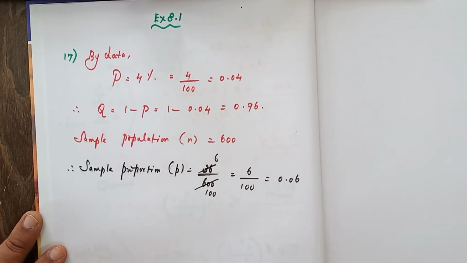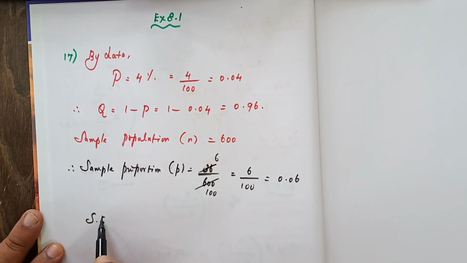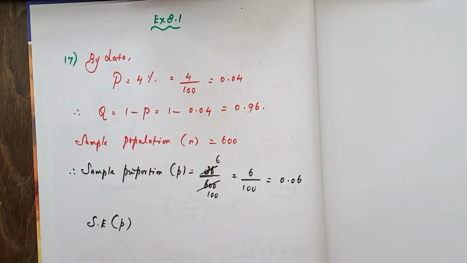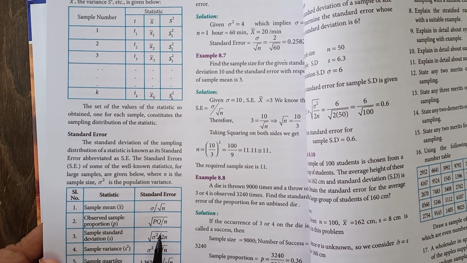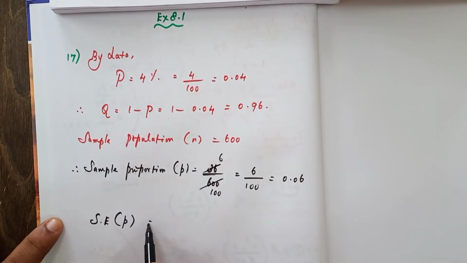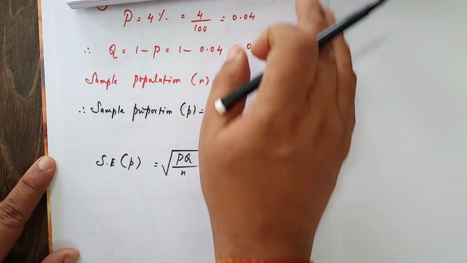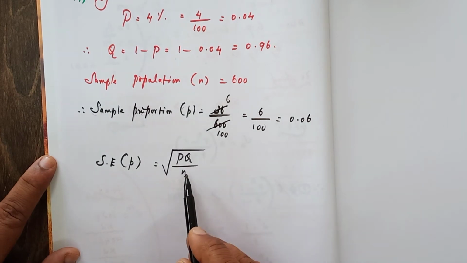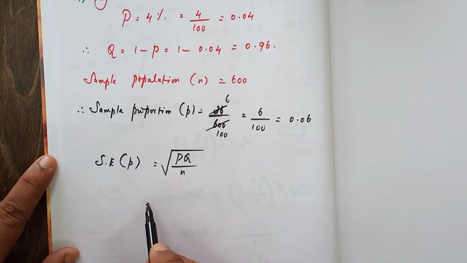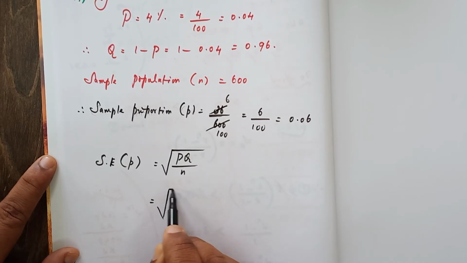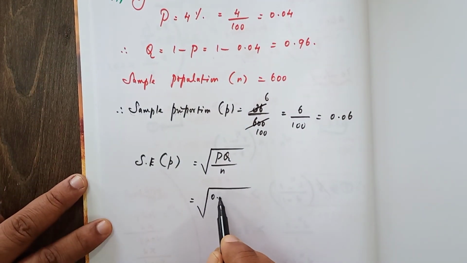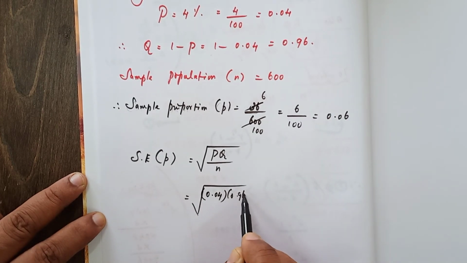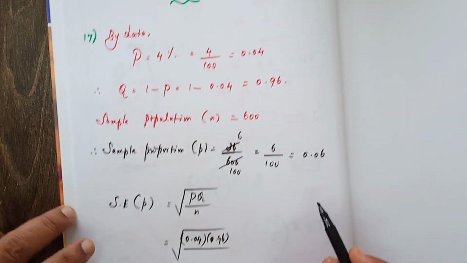Now we can calculate the standard error of sample proportion. Here is the formula. Standard error of sample proportion is equal to the square root of PQ divided by n. Anyway, we are not going to apply small p over here. That is equal to square root of P and Q. P is equal to 0.04, Q is equal to 0.96. 0.04 into 0.96, divided by n. n is equal to 600.